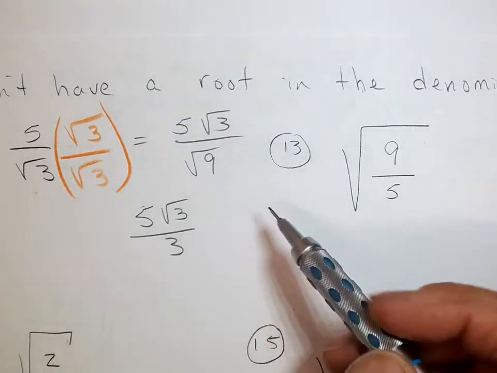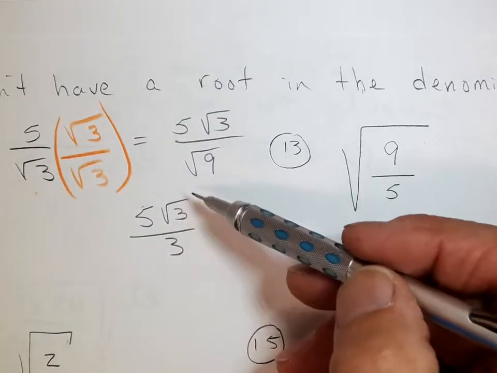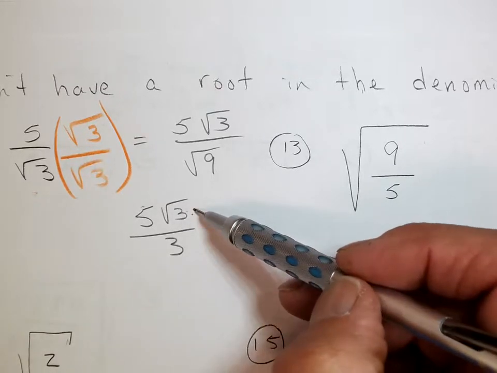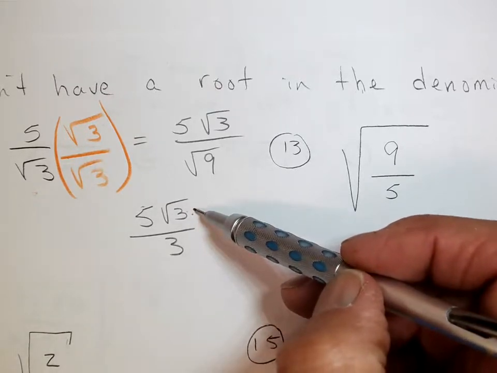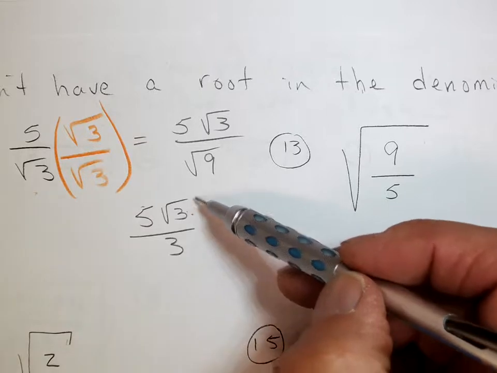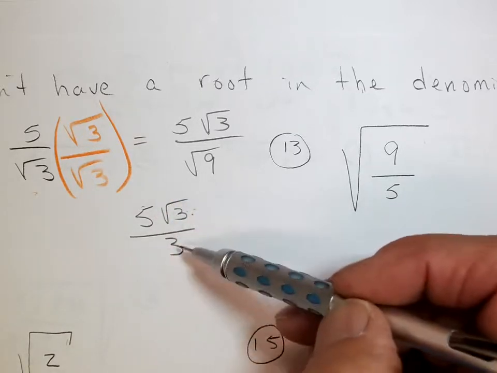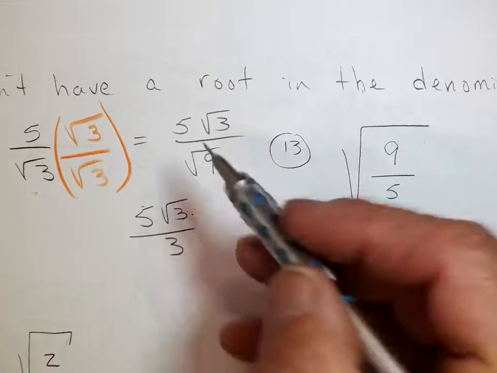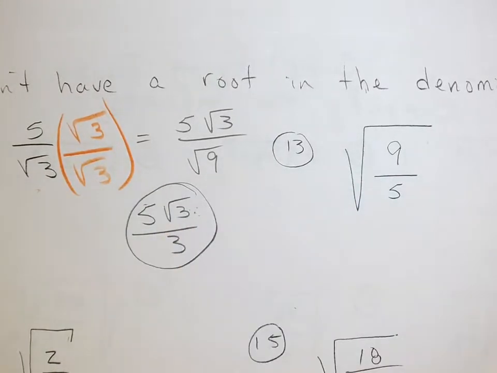Now, do not divide these two. Do not divide these two. This is not a 3. This is 1.73 blah, blah, blah. This is not 3. Do not divide these. This is 1.73 yucky, yucky, blah, blah, blah. That is your answer. Okay, does that make sense?